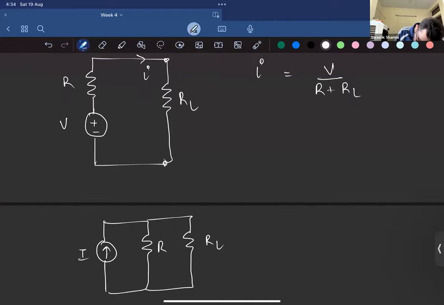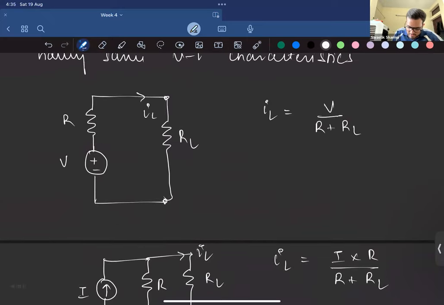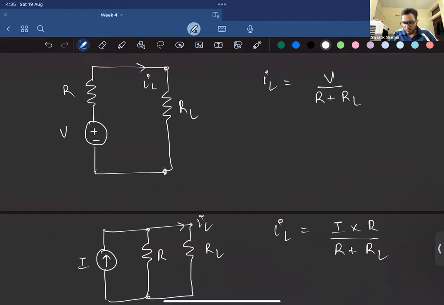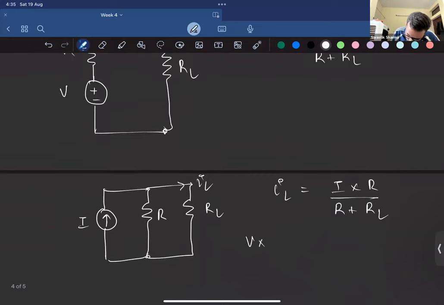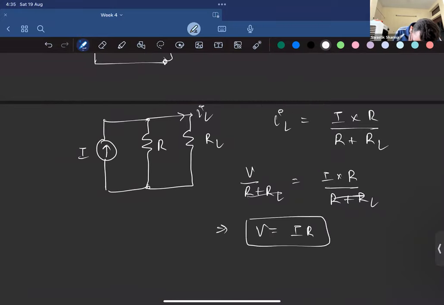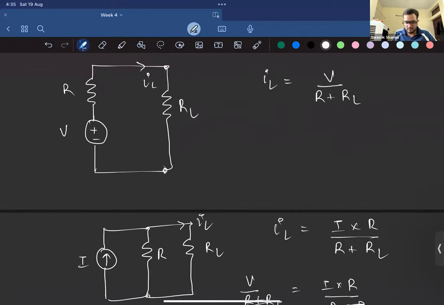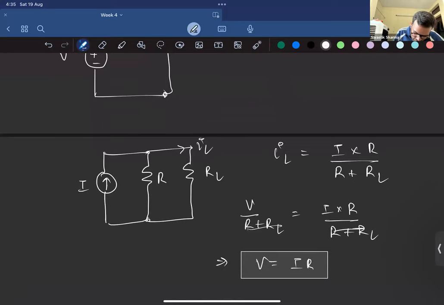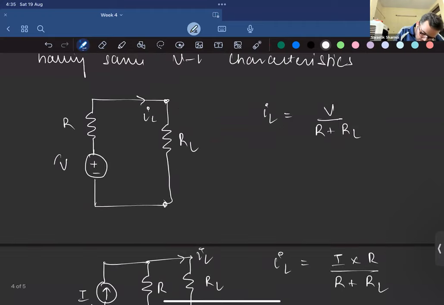Right. Now, what is this IL current? Let's write it IL, since the name doesn't matter. So IL is I into R upon R plus RL, right? Since I'm replacing it with an equivalent circuit, both of these currents should be the same, right? So let's equate them. V upon R plus RL is equal to I into R upon R plus RL. That means V is equal to IR. Hence, both of these circuits follow the same VI characteristics. And this I is nothing but V upon R. This V upon this R.